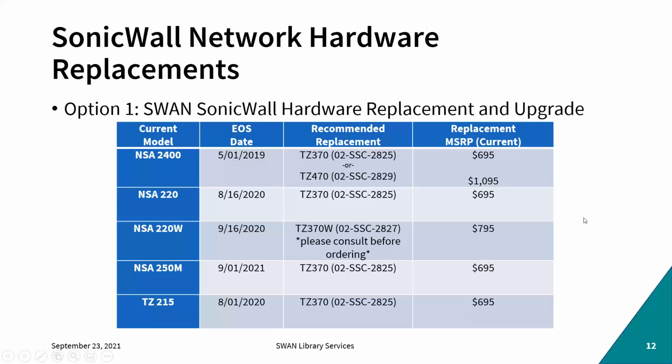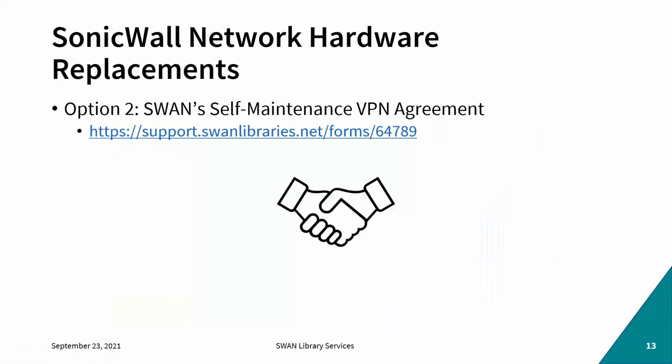Now, there is another option, and that is, as I mentioned before, the self-maintenance VPN agreement. If you have library staff that you depend on for everything network and all connectivity and hardware, or if you are running your own firewall, or running the SWAN firewall in parallel to another firewall, it's probably going to make more sense for you to go with our second option, the SWAN self-maintenance VPN agreement.